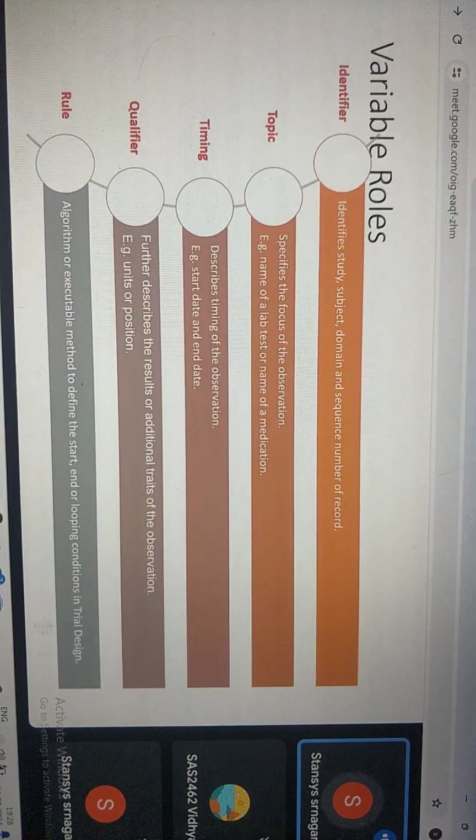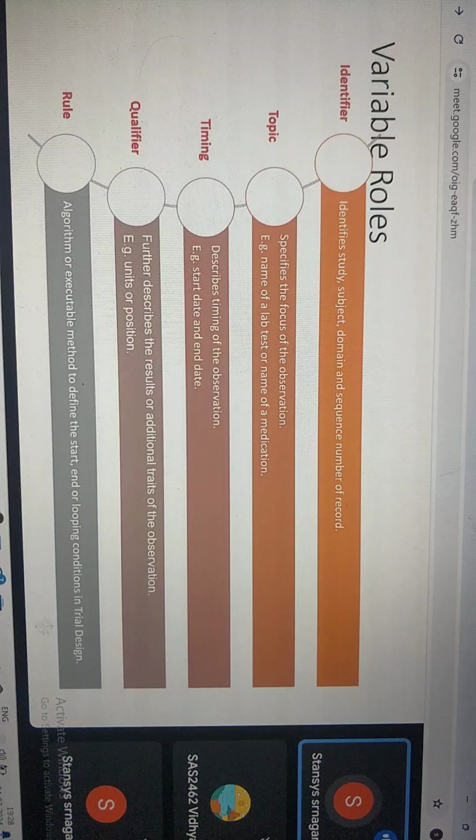Roles, we have the identifiers, topic, timing, qualifiers, and rule variables. First of all, we will see an example of how the domain variables will be there. That we are going to discuss. Anyway, in the future slides it will come.